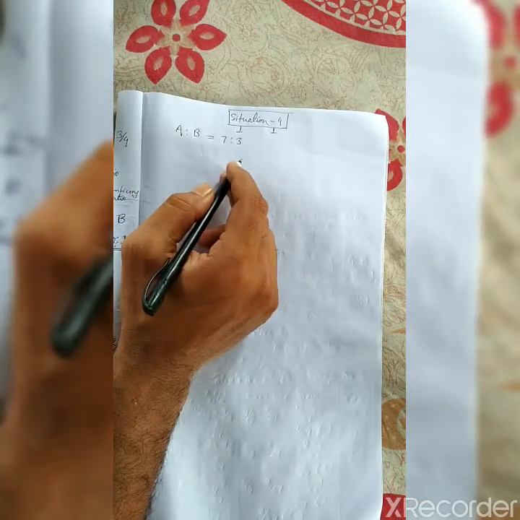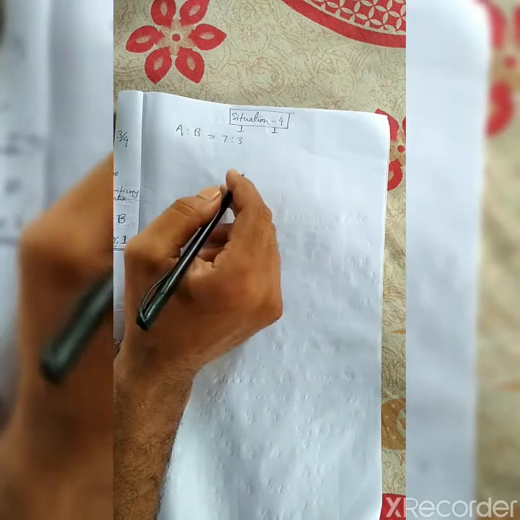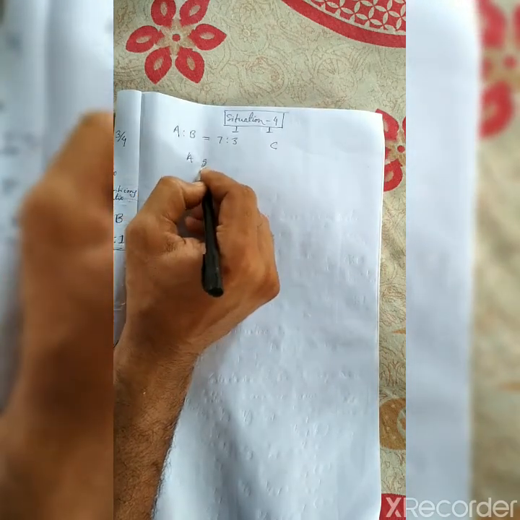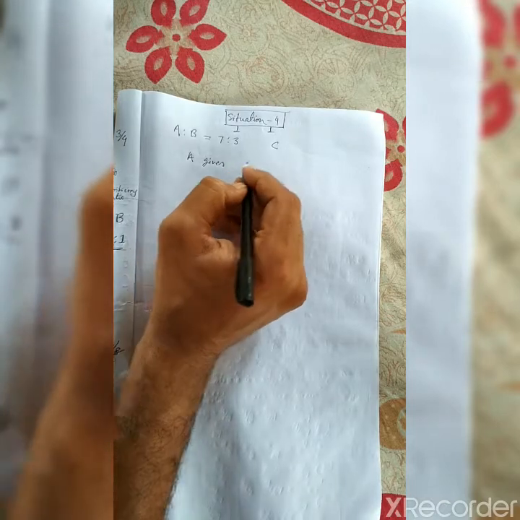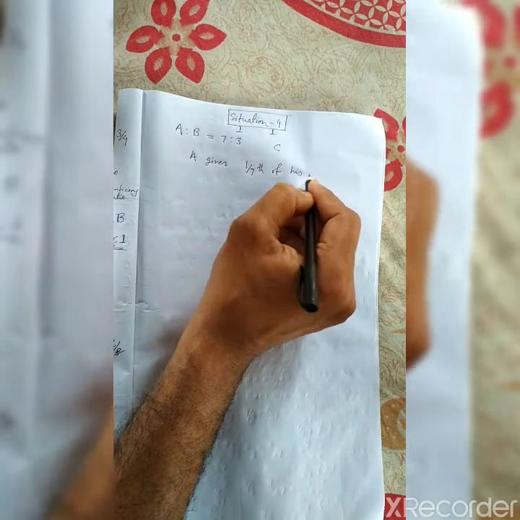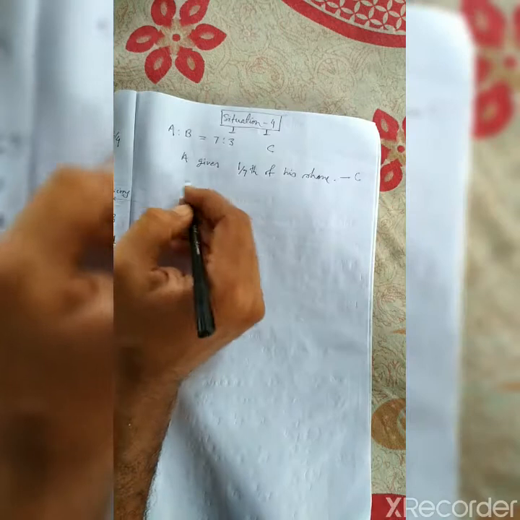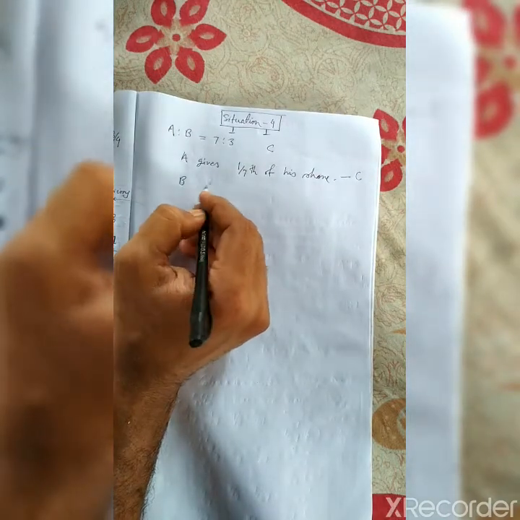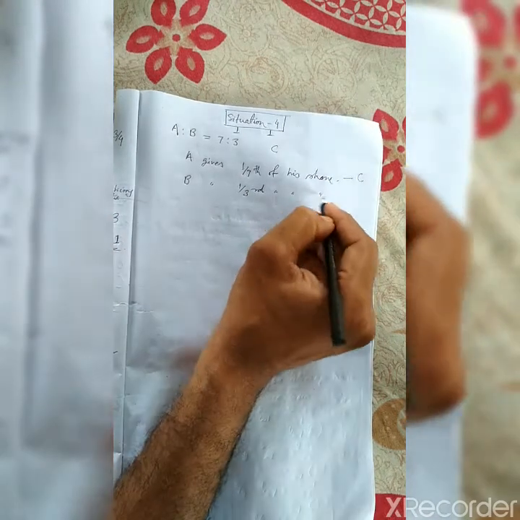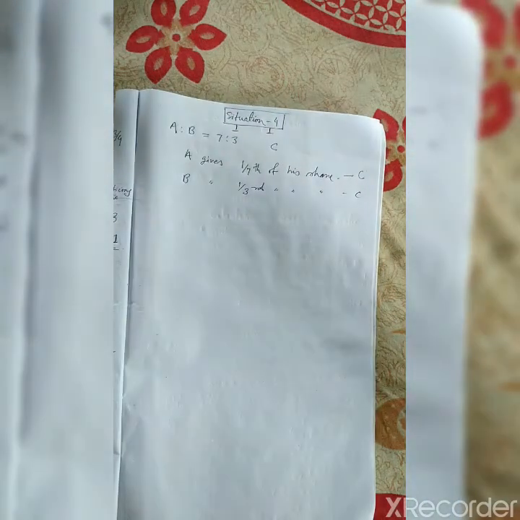Suppose A and B are partners and they share profit in the ratio 7:3. Now C comes and A gives 1/7 of his share to C, and B gives 1/3 of his share to again C. So in this case, how will it be calculated?